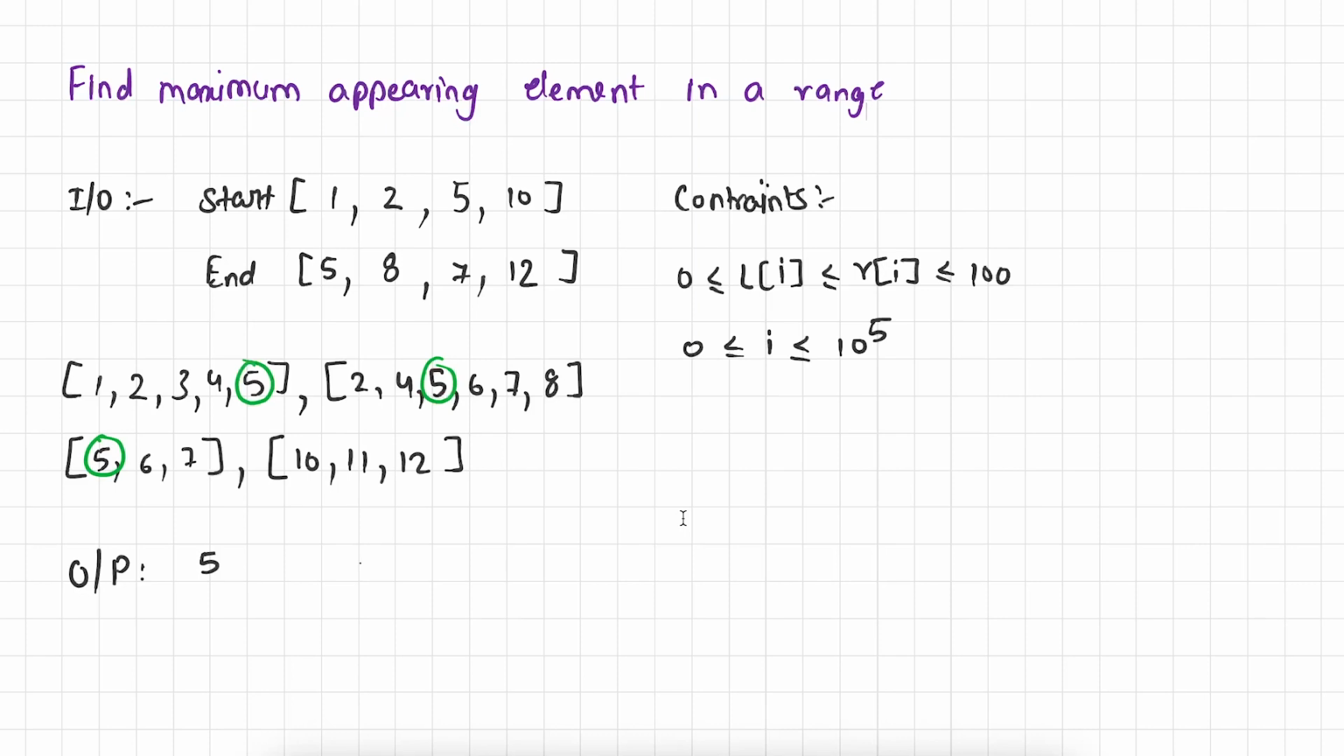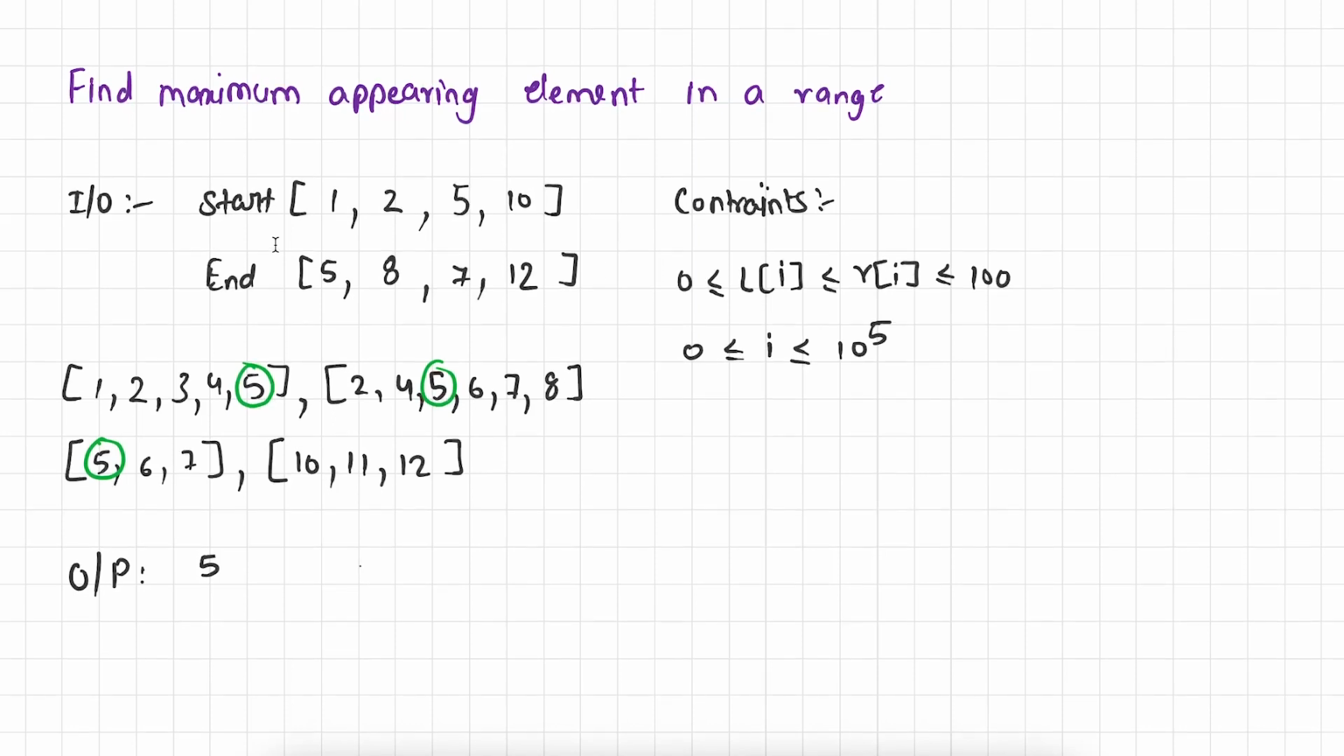Alright guys, let's begin this video with this problem. We are given two arrays, and these two arrays represent the starting and ending index of the range. For example, if we consider the first element of both arrays, this means the range starts from 1 to 5. If we consider the second element of both arrays, this represents the range 2 to 8. And if we consider the third element, this represents the range from 5 to 7, and so forth. In this problem, our task is to find the maximum appearing element in a range.